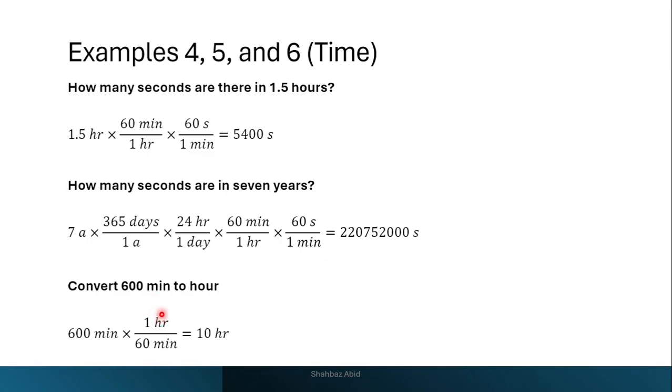Convert 600 minutes to hours. So again 600 minutes is our numerical number with the given unit, and the unit is minutes. I have to convert to hours. So the conversion factor is arranged in such a manner that I'm going to cancel out the minute with the minute. So again 1 hour has 60 minutes. So again 600 divided by 60 is going to give us 10 hours.